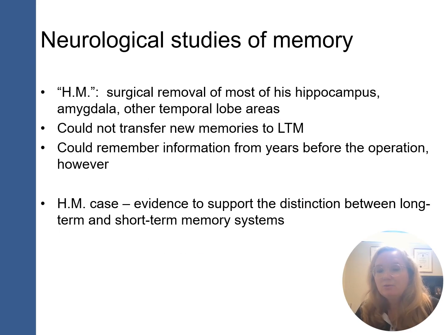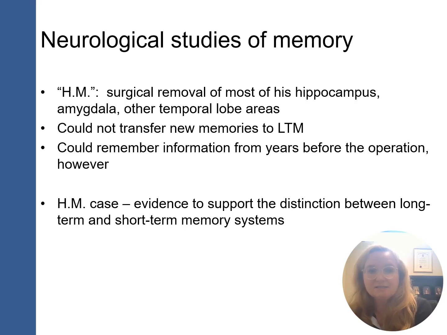Now, how do we know we have different kinds of separate systems? Part of it is from neurological studies of memory. A lot of you know about HM, who had surgical removal of most of his hippocampus, amygdala, and other temporal lobe areas because of terrible epilepsy. Once the surgery was done, he could not transfer new memories to long-term memory. So he could remember information from years before the operation, but if you gave him new information, he couldn't transfer that new information into long-term memory.